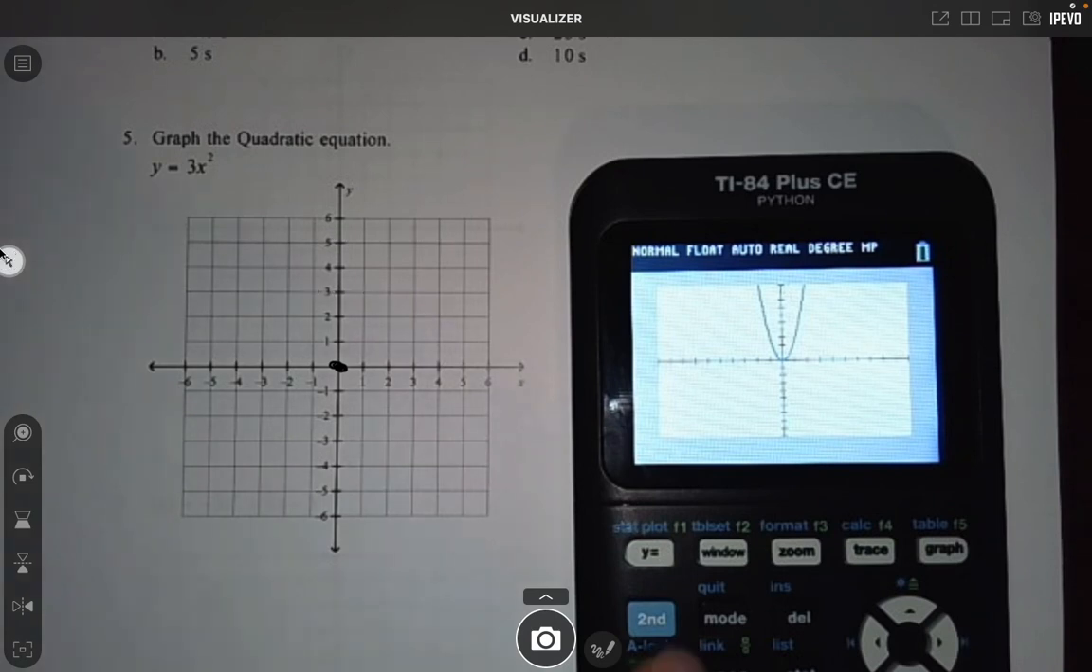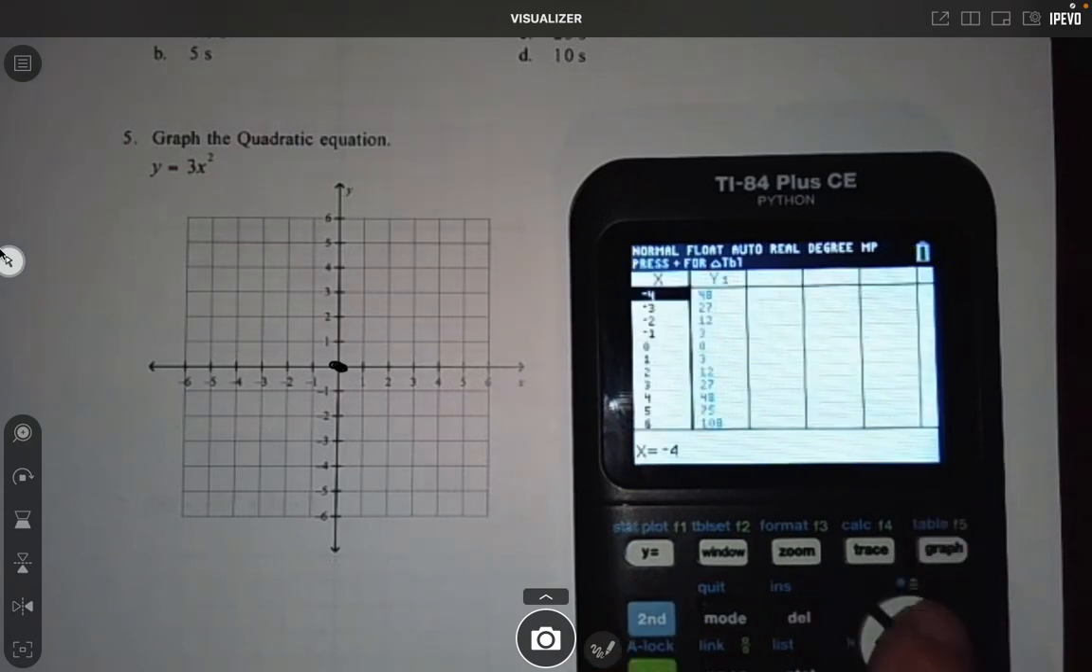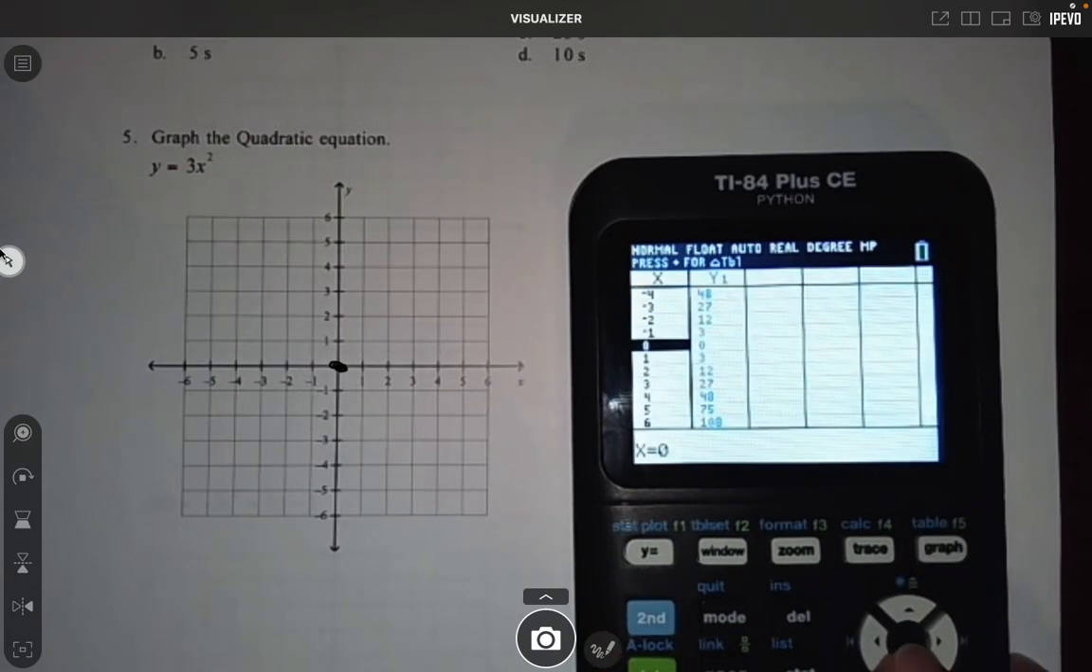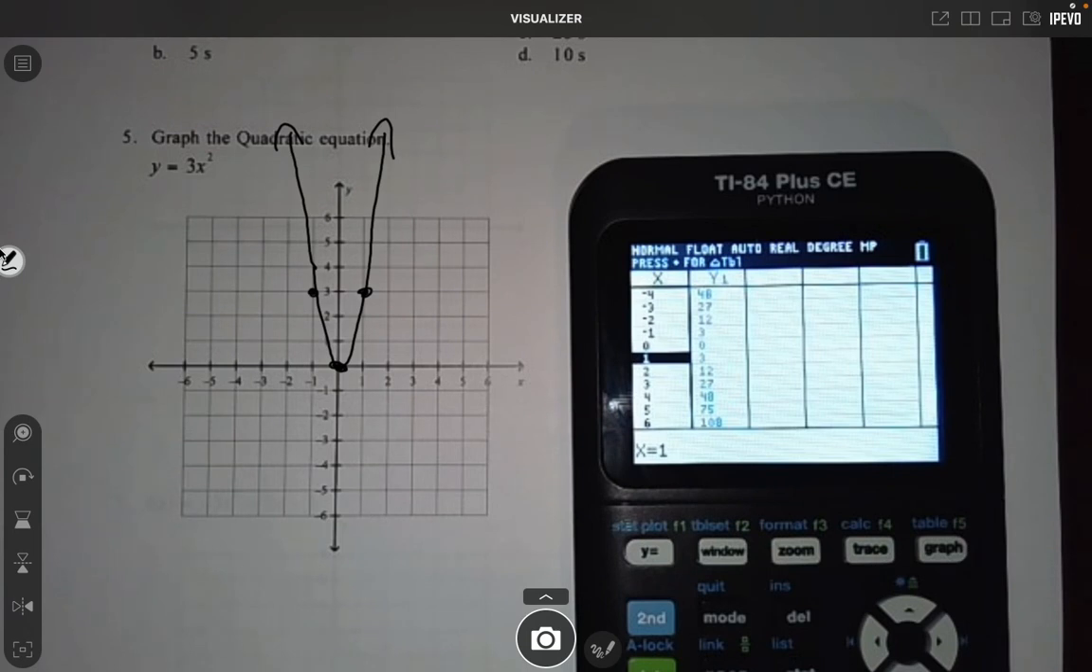But I don't know. I could be wrong. Let's look at our table. Press second graph. And, okay, here's (0, 0). What are some other ordered pairs? (-1, 3) and (1, 3). I don't want to pick those other numbers because they are so high up. Okay, they'd be way up here. 13, or no, 12. Okay, so there we go, way up there. Okay, are we good with that? I just need 3 points.